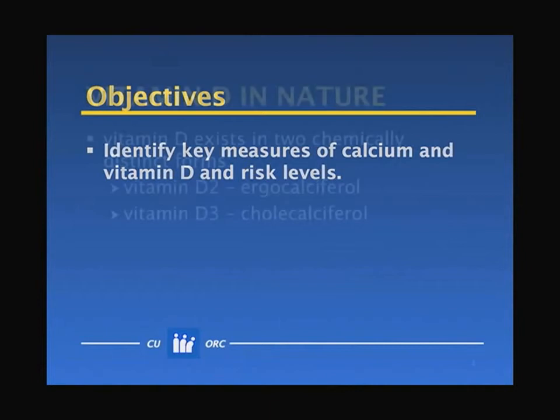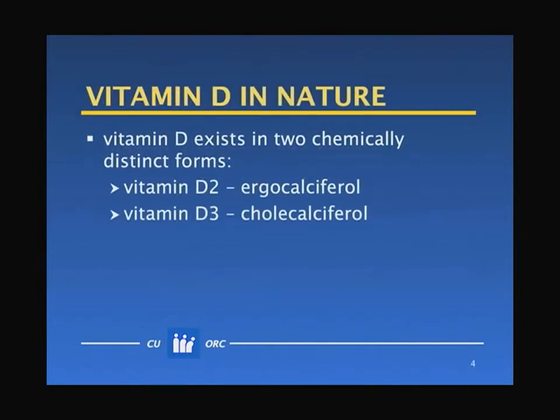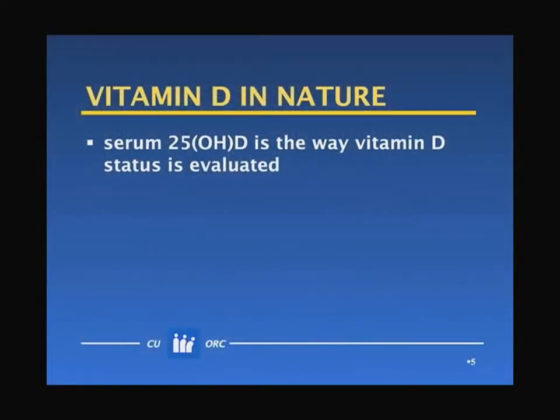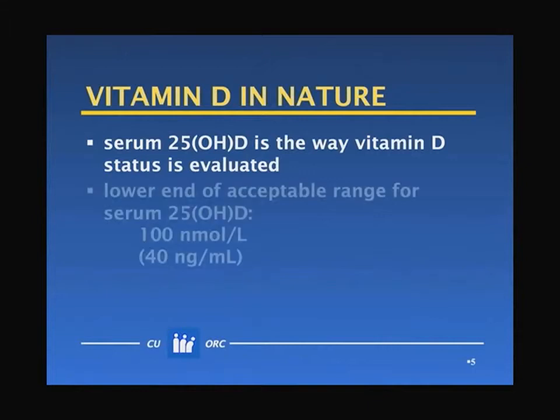I want to start with the review of the fact that vitamin D exists in two chemically distinct forms. They're called ergocalciferol and cholecalciferol, respectively, or D2 and D3. D3 is the natural form that we find in animals, and it's the form that we make in the skin on exposure to ultraviolet B light. So I'm going to be talking about D3, but occasionally people will be wondering, well, what about D2? And so here I've just dealt with it. Serum 25-hydroxy-D is the way vitamin D status is evaluated. The lower end of that acceptable range, as several of the speakers have already hinted, is 100 nanomoles per liter or 40 nanograms per milliliter.